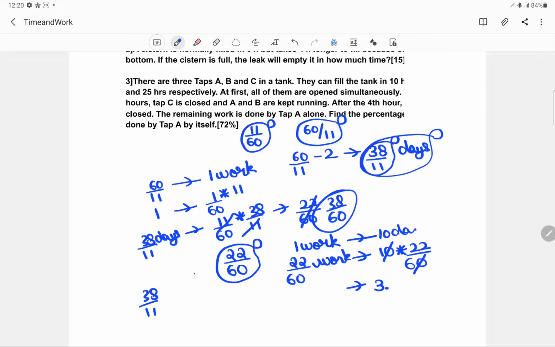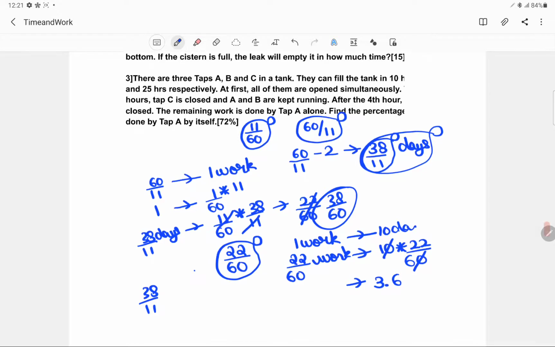Okay, this is like 3 point, 18, and this would be like 6. Okay, 3.6, then, just try and see this. This would be like 3.66 something.